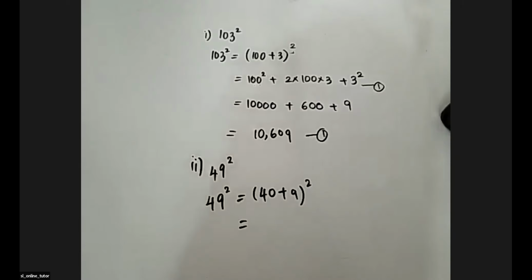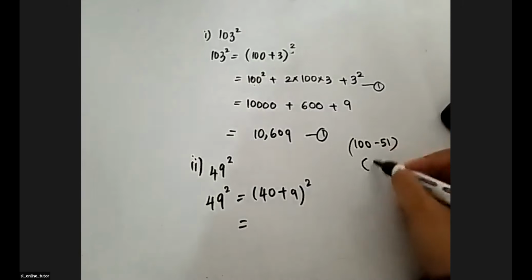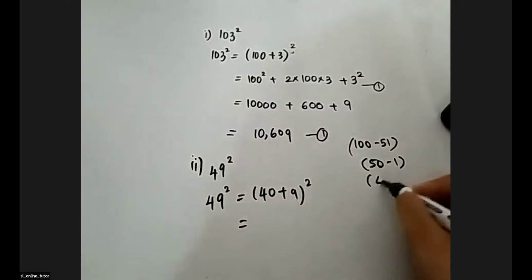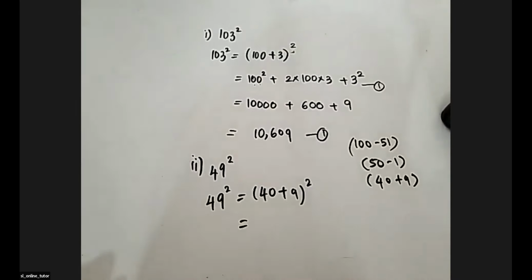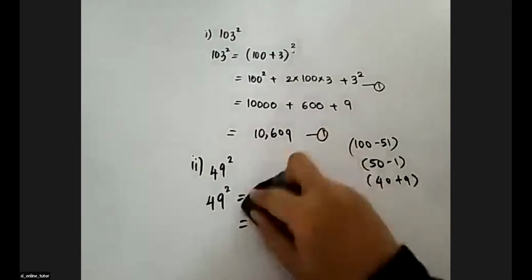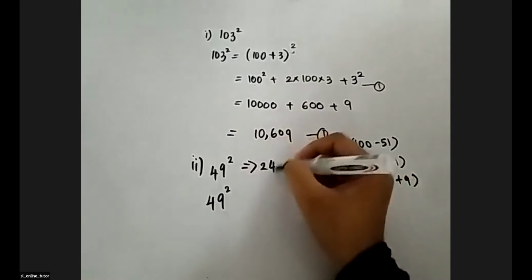Teacher, isn't it 100 minus 51? 100 minus 51. Okay, there are lots of good answers. 100 minus 51, 50 minus 1, 40 plus 9. Okay, what else? Any other things? Miss, large amount we had to multiply. Okay, we'll see. Anyway, you should get the answer 2401.